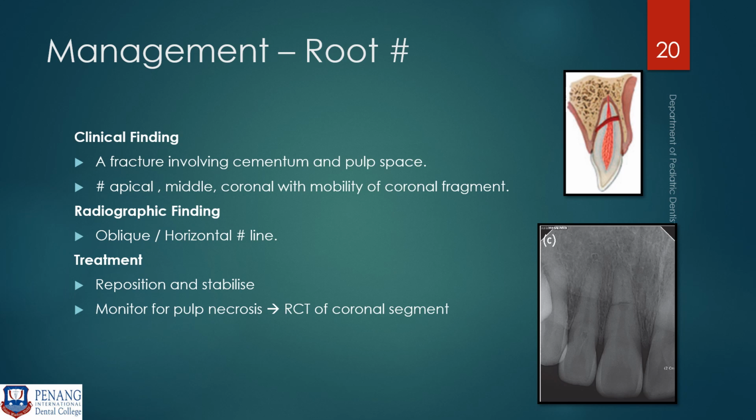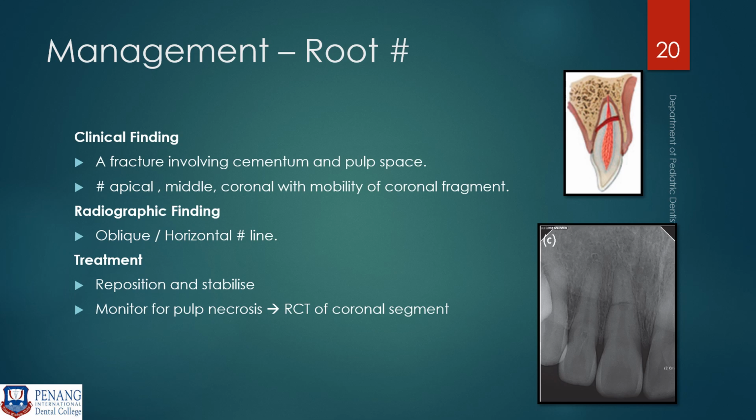So again, you have to take 2 or 3 radiographs to ascertain where is the fracture line, or is it oblique, or is it vertical, or is it horizontal. Okay, so when it comes to the treatment, vertical fractures are having a very poor prognosis, and you want to go for extraction of the teeth.